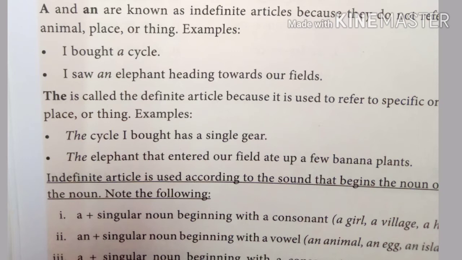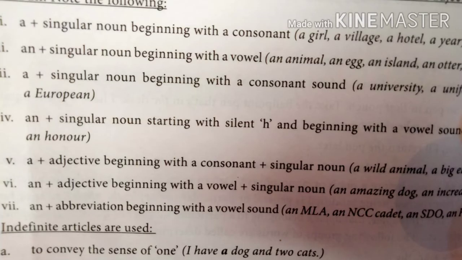An plus singular noun starting with silent H and beginning with a vowel sound. An hour, an honor. A plus adjective beginning with a consonant plus singular noun. A wild animal, a big elephant. An plus adjective beginning with a vowel plus singular noun. An amazing dog, an incredible man.